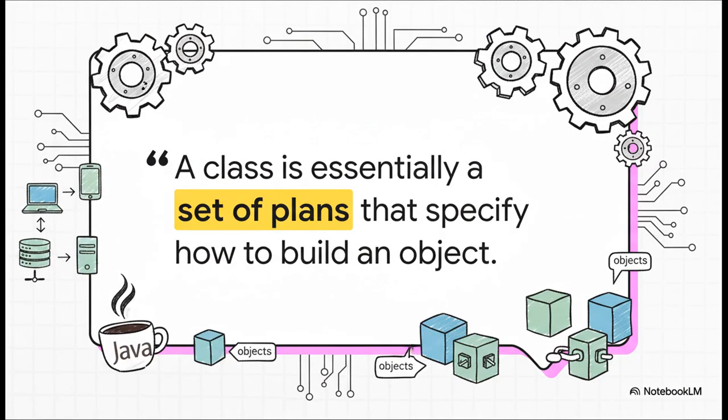And this quote right here just nails it. A class is the set of plans. It's not the actual house you can live in. It's the detailed drawings that define what makes a house: how many rooms it has, what the roof is like, all those details.